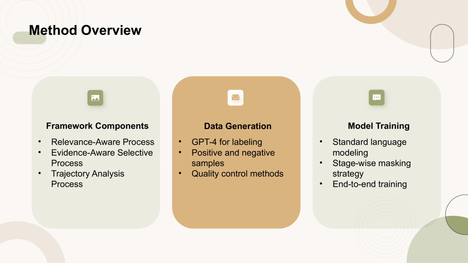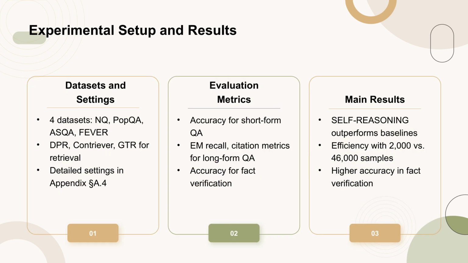Finally, the model training section describes the use of a standard language modeling objective and a stage-wise masking strategy to train the model effectively. The experiments were conducted on 4 datasets: Natural Questions (NQ), PopQA, ASQA, and Fever. Different retrieval methods were used for each dataset, such as DPR for NQ and Contriever for PopQA.